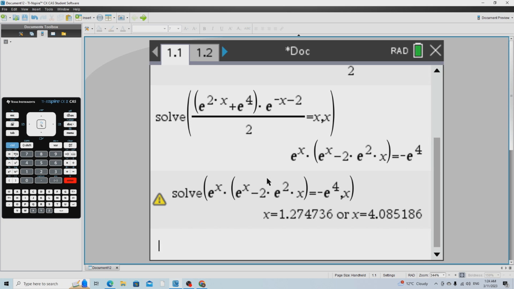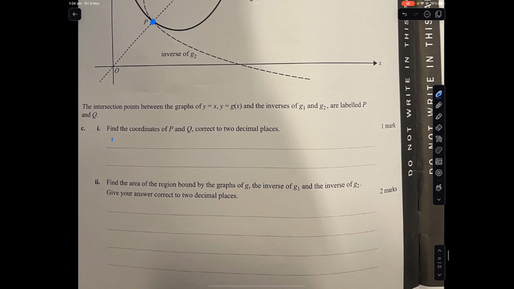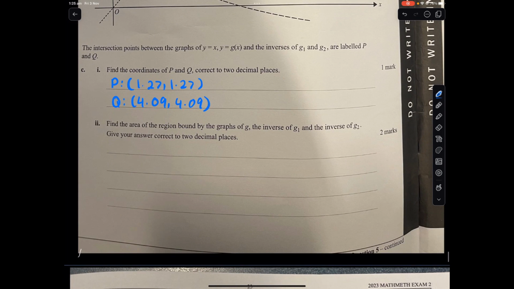So to 2 decimal places, we can say that p is 1.27, 1.27, and q is 4.09, 4.09. Done.